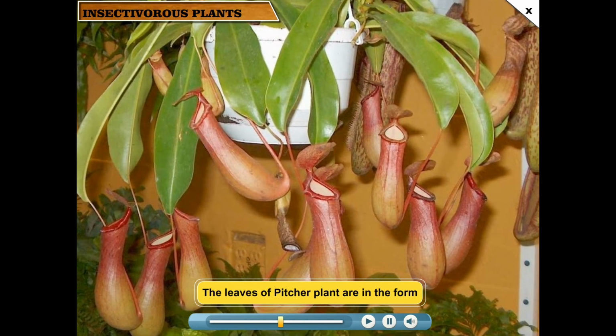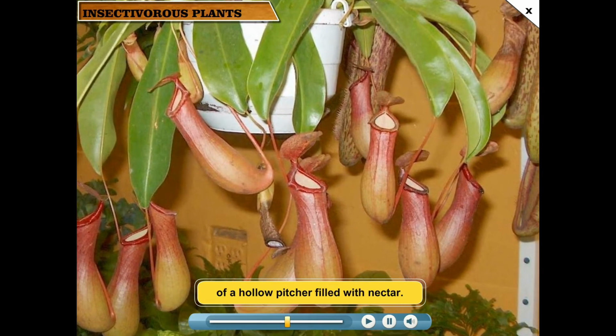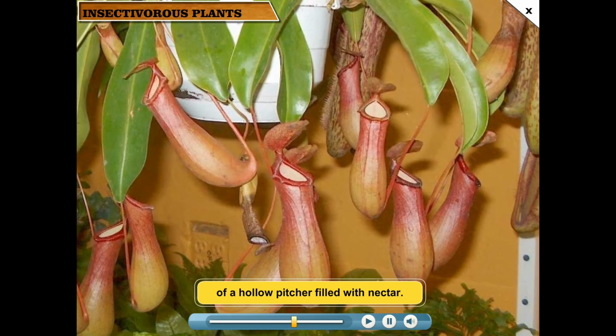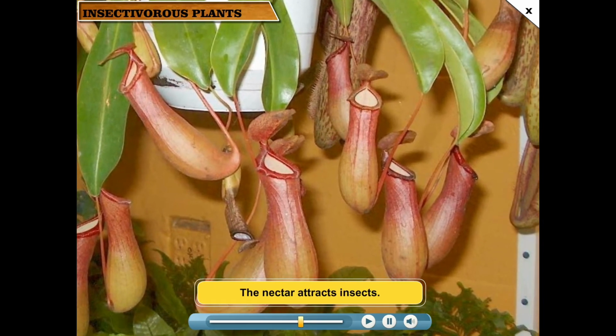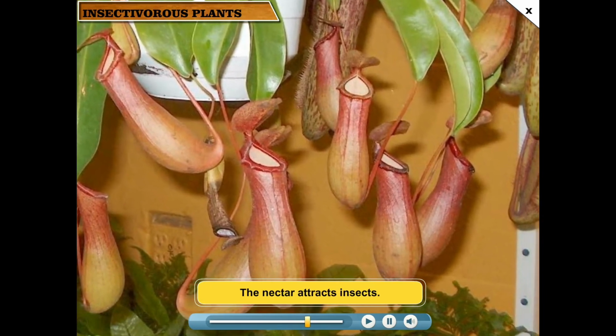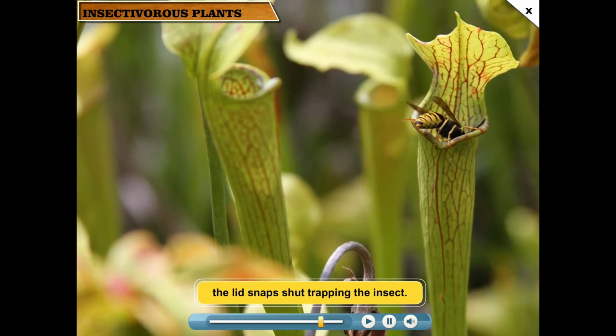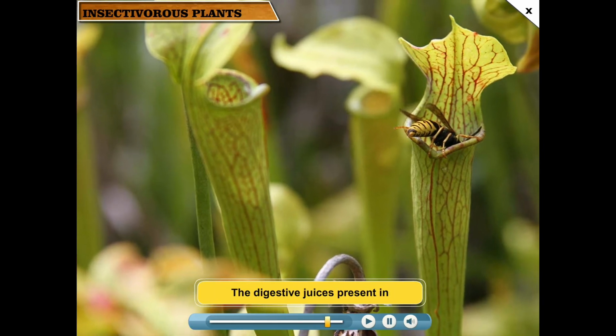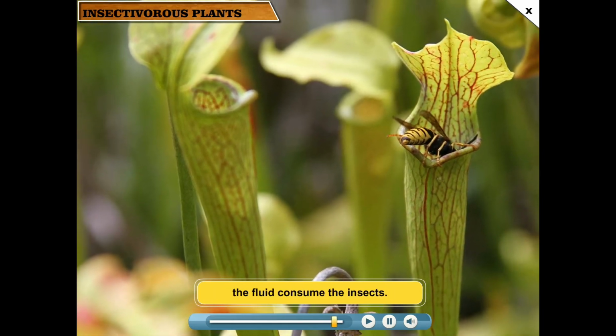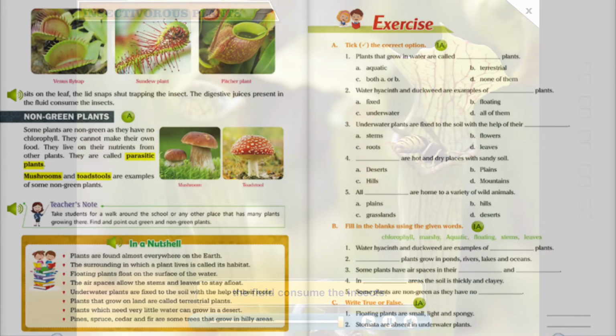The leaves of pitcher plant are in the form of a hollow pitcher filled with nectar. The pitcher has a lid. The nectar attracts insects. When the insect sits on the leaf, the lid snaps shut, trapping the insect. The digestive juices present in the fluid consume the insect.